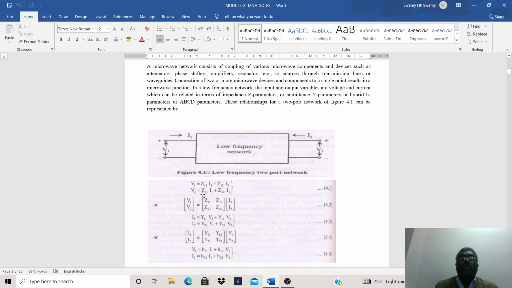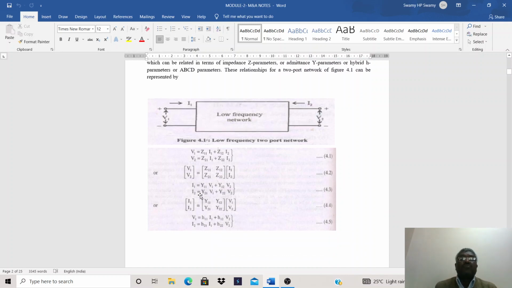Similarly, V2 is equal to Z21 I1 plus Z22 I2. Z21 is the impedance between the output port and the input port, multiplied by the input current I1, plus Z22, which is the output port impedance, multiplied by the current I2. Likewise, you have to write the equations for V1 and V2, where V1 is the input voltage and V2 is the output voltage. If you take V1 and V2 in terms of a matrix, that is equal to the matrix Z11, Z12, Z21 and Z22 times the column matrix of I1 and I2, which is taken as common from the above equations.